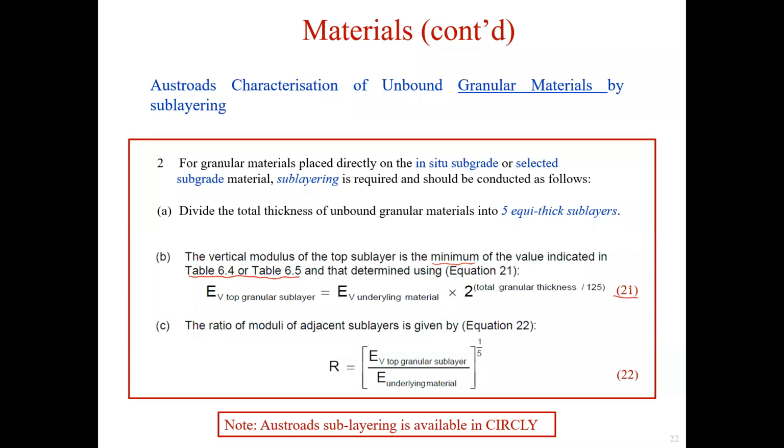The EV underlying material is the vertical modulus of the subgrade. So finally, the ratio of the adjacent sublayers is given by the following equation here. If we know the capital R, then we are able to work out the vertical modulus accordingly. So the software certainly automates many requirements of the authors' procedure, such as this sublayering of unbound granular layers.